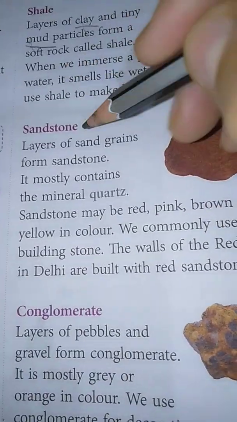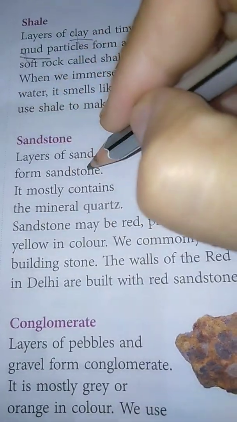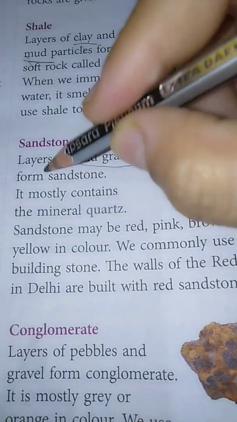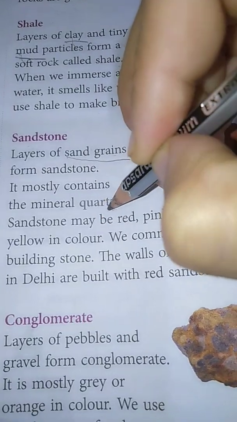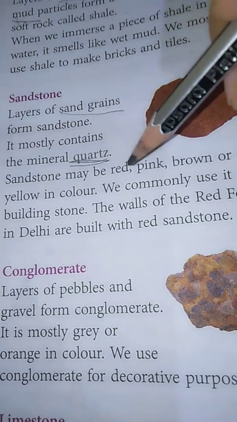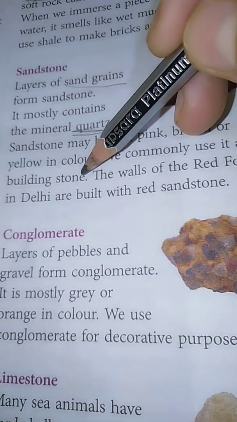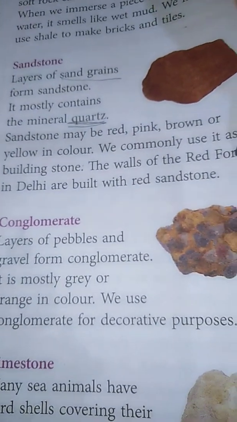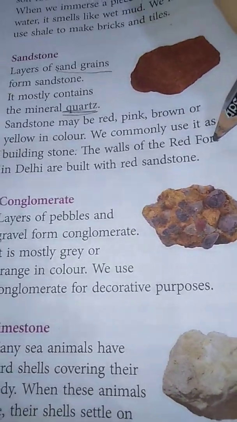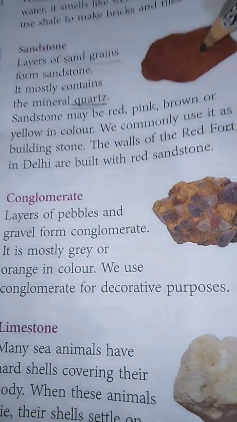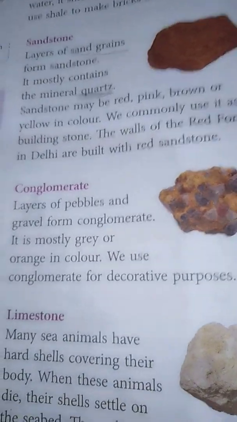Next is sandstone. As the name itself suggests, it is made up of sand grains. Layers of sand grains form sandstone, and the mineral contained in sandstone is quartz. It may have many colors like red, pink, brown, yellow, and it is used as a building stone. Now, the Red Fort, you all have heard of, or some of you might have seen. The Red Fort, which is in Delhi, was built with the help of red sandstone. That is why it is called the Red Fort.